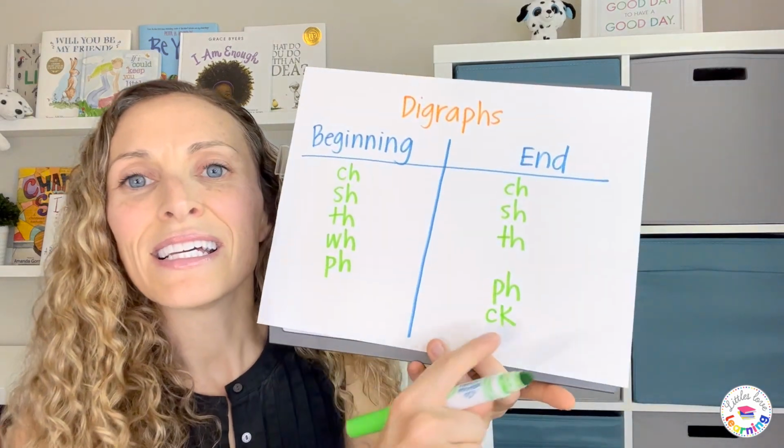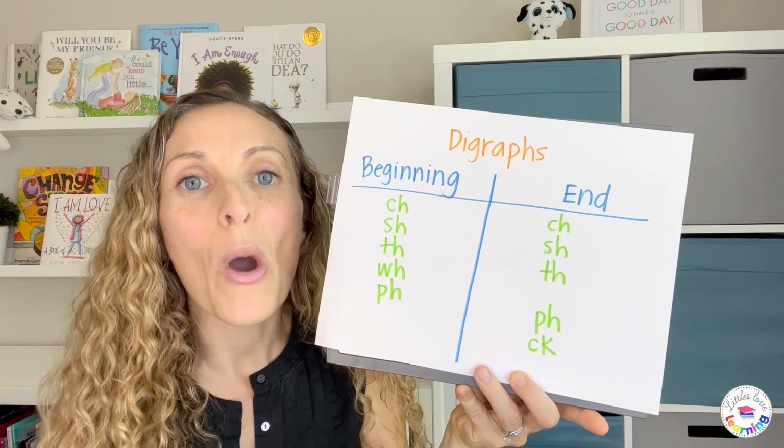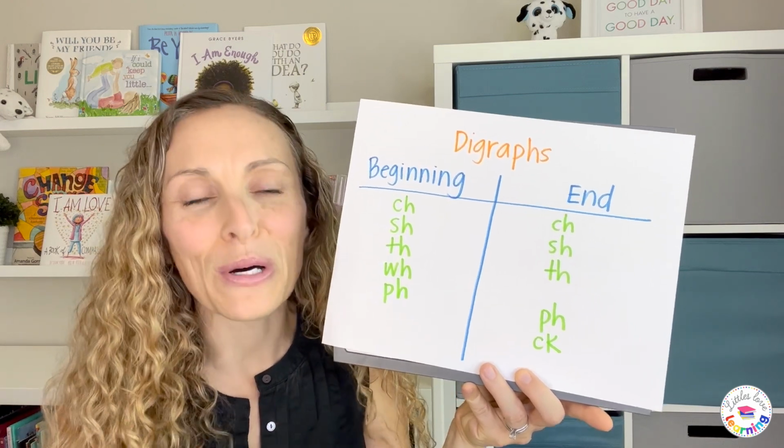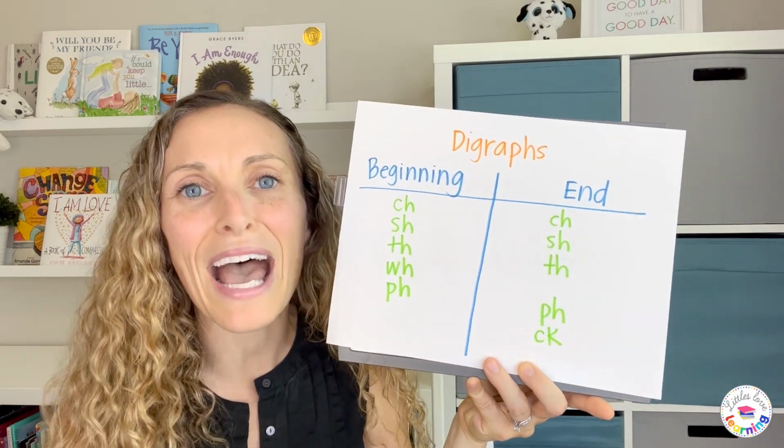Then we have CK. CK only comes at the end of a word after a short vowel. So it also might be in the middle of a word if you have a multisyllabic word, but it's going to come at the end after a short vowel.